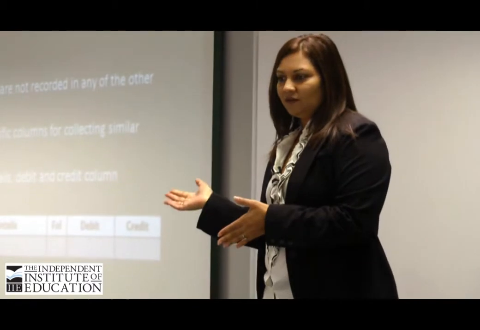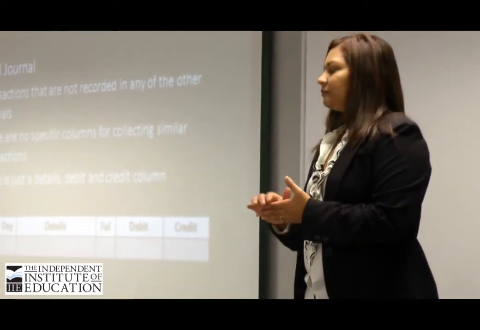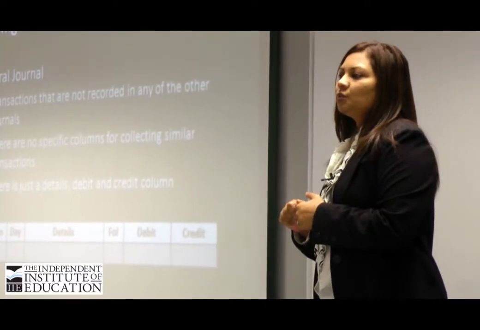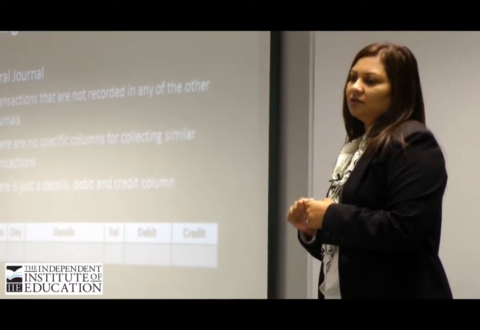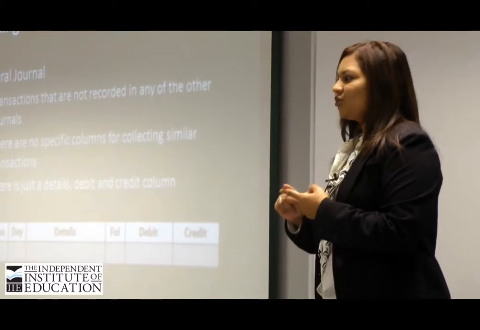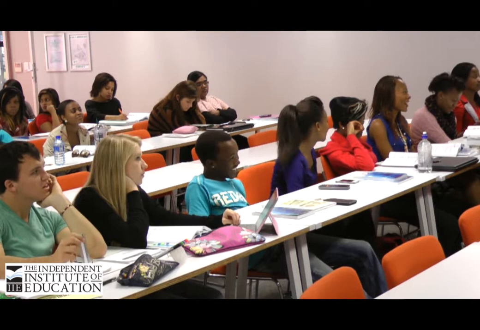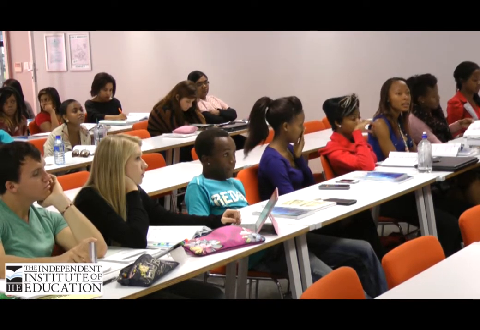Okay, then we have our general journal. A general journal, we said, we will record transactions that we cannot record in any of the other journals. So who can think of a transaction that we would record in our general journal? Besides the drawings and the capital contribution. Trading stock deficit. What does trading stock deficit mean?